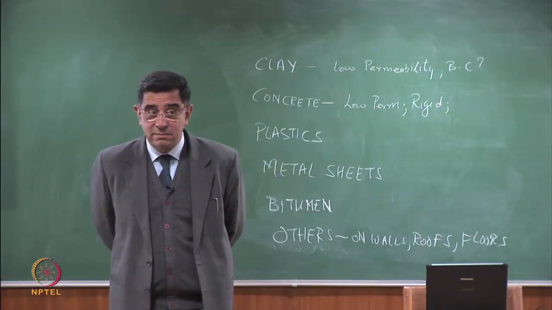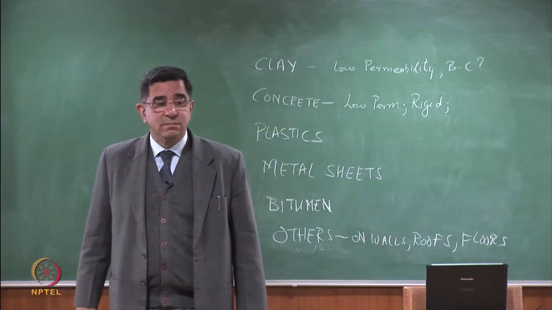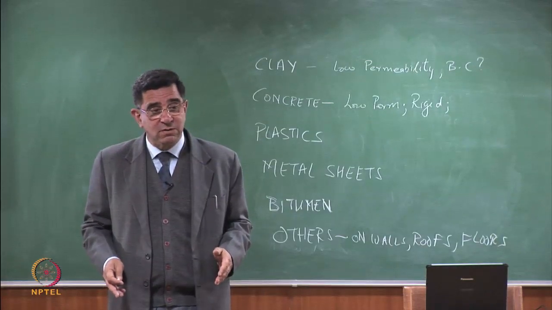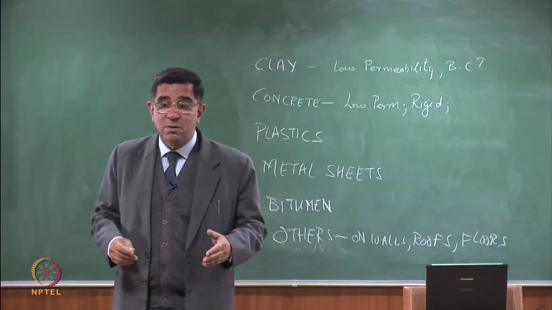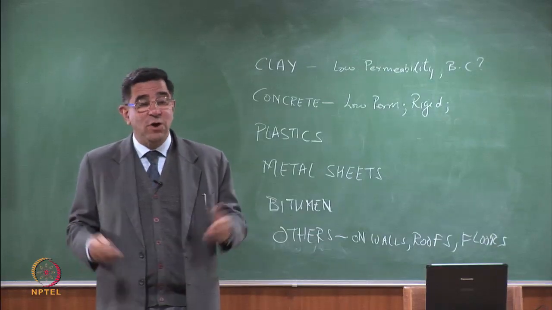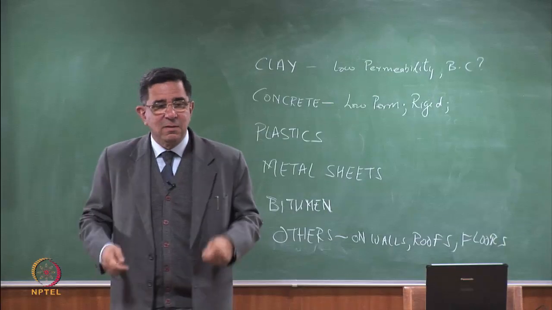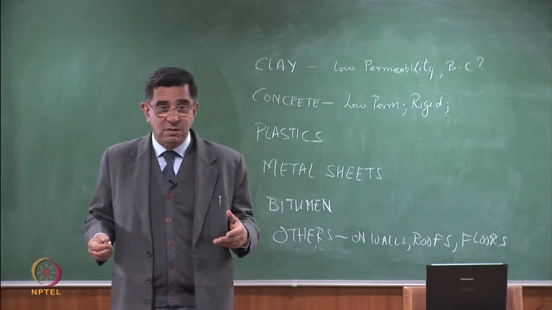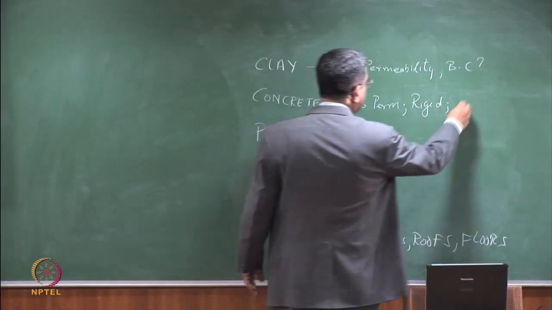So PCC will crack. I can't make an RCC slab which is that wide. I have to give joints. I have to give construction joints. So the moment you give construction joints, it's no longer a problem about the impermeability of the slab. It becomes a problem of the impermeability of the joint. Or you can always put all kinds of water stops and sealants. But joints are more difficult to seal than the parent material. So there are issues of low permeability, rigidity, and joints.